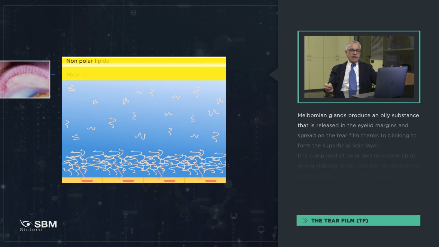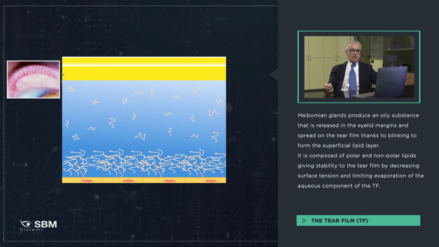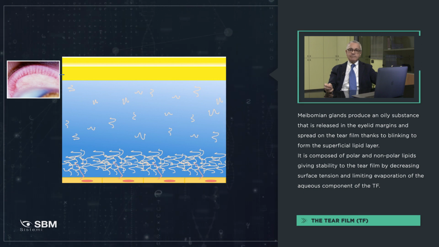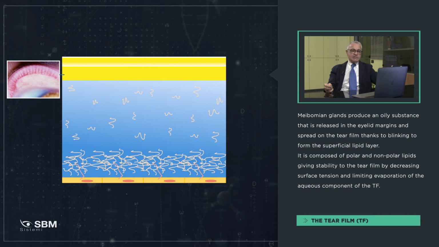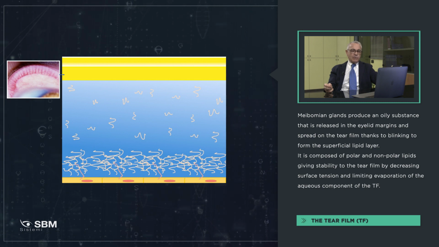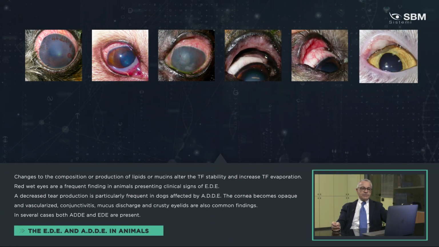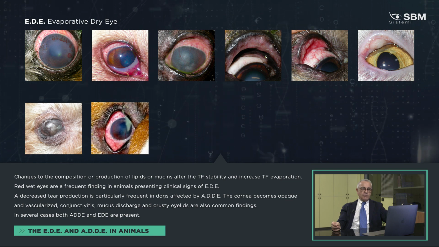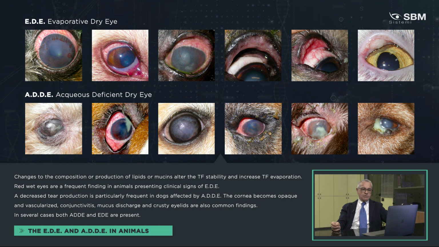Meibomian glands produce an oily substance that is released in the eyelid margins and spread on the tear film thanks to blinking to form the superficial lipid layer. It's composed of polar and non-polar lipids, giving stability to the tear film by decreasing surface tension and limiting evaporation of the aqueous component of the tear film. Changes to the composition or production of lipids or mucins alter the tear film stability and increase tear film evaporation.